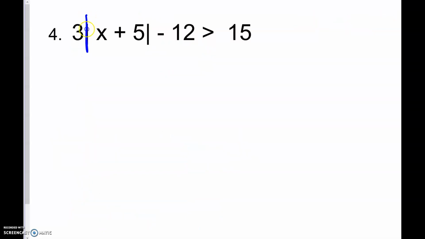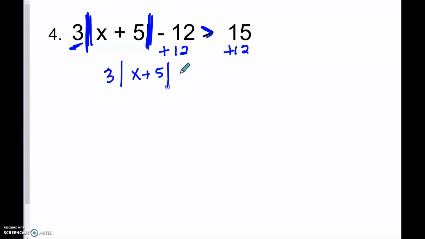All right, now we've got two numbers in my way. So absolute value symbol, but I need to get rid of this 3, and I need to get rid of this negative 12. And in our order of operations, remember, we want to do it backwards. So we want to take care of this plus 12 first. So I have 3 and then the absolute value of x plus 5. Leave my symbol because all I did was add, and this is a 27. Now this says 3 times something, so the opposite of times is divide.